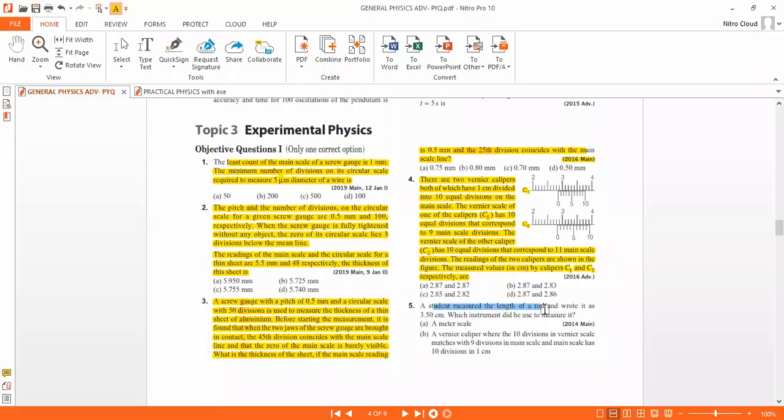Next question. A student measured the length of the rod and wrote it as 3.5 centimeter. Which instrument did he use to measure it? 3.5 centimeter means I can write the total reading equal to 3 centimeter plus 5 into 1 by 10 centimeter.